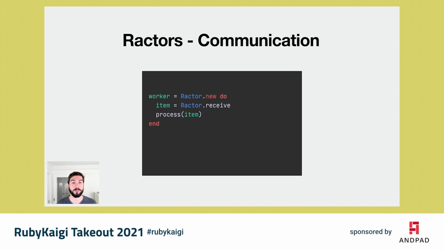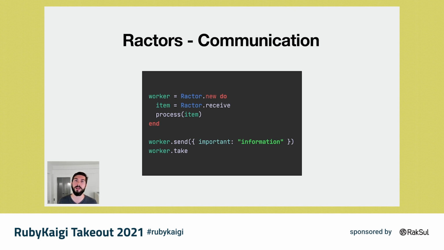So as we reach this point in the code, we're going to be stuck waiting. The worker is going to be stuck waiting for a message. We can send it some important information to begin processing. And then we can use take to wait until that worker is done and take the return value of process.